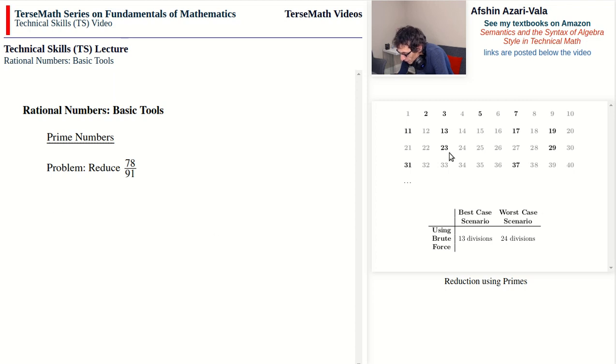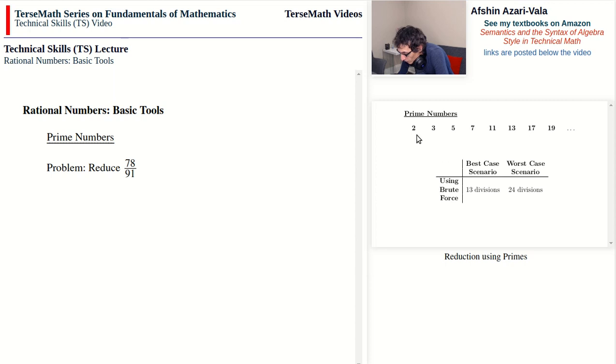Now if we write only these ones down, we end up with this diagram: 2, 3, 5, 7, 11, 13, 17, 19, and so on. I highly recommend that you memorize the list up to 20. The reason for that is because the majority of practical problems get done by the time you get to 20. And so this can help a lot.